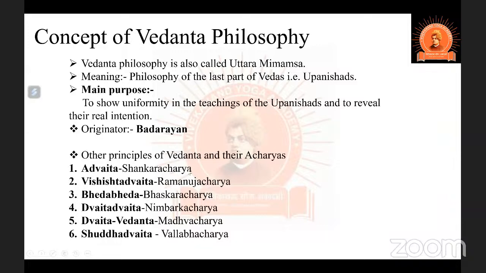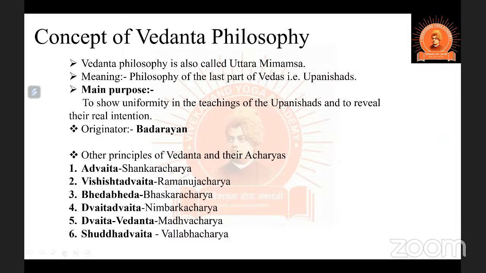The originator is Badarayana. For Vedanta, as I said previously when we were discussing the Upanishads, different schools emerged from this particular Vedanta philosophy, according to how they treated Brahman and soul. From those, different sects have come: Advaita, Visishtadvaita, Bhedabheda, Dvaita, Dvaitadvaita, Shuddhadvaita.